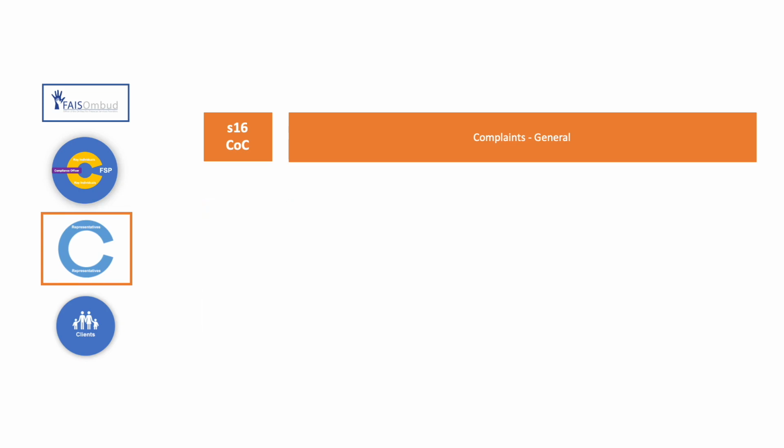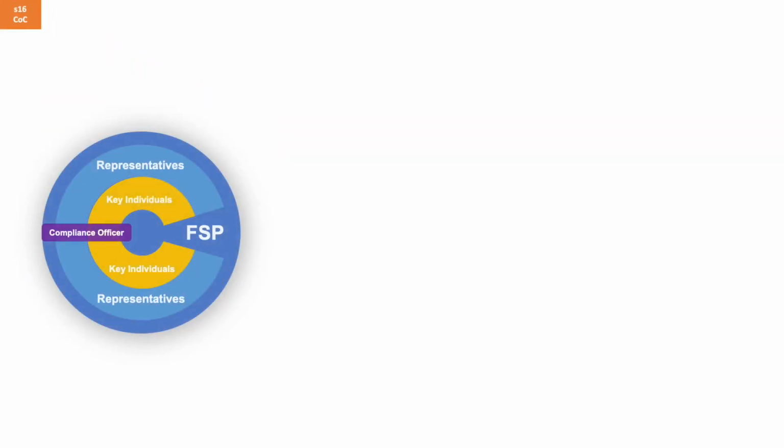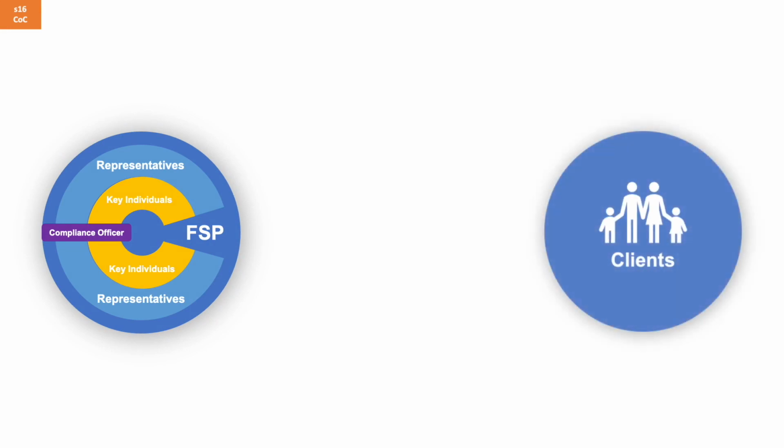Firstly, we will look at Section 16 of the Code of Conduct. Here we have a financial service provider, FSP for short. Here we have our clients. Here we have the Office of the Ombud for Financial Service Providers, commonly known as the FAIS Ombud.